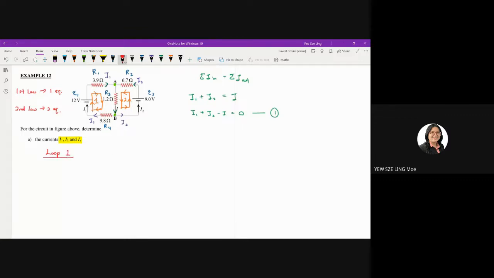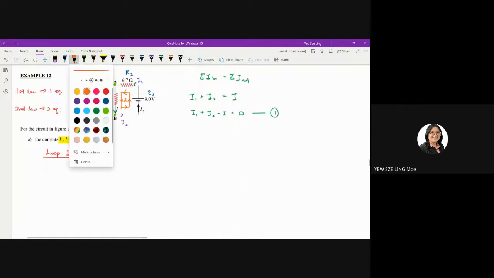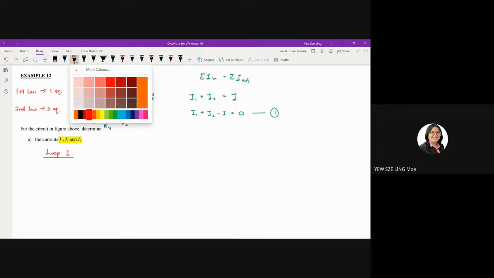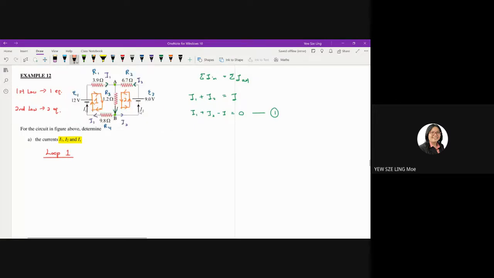So if you look at loop 1, let's see what happened. It's up to you where you want to start from. Let's say I start from point A, junction A. The loop that I drew just now is moving in the clockwise direction, so I'm going to start from point A and move clockwise.